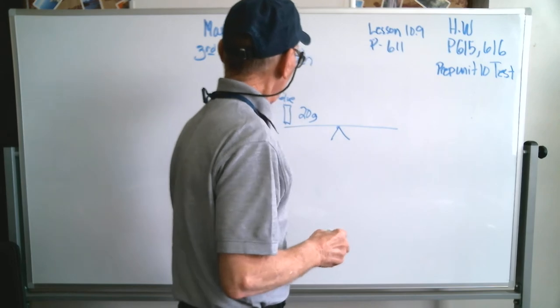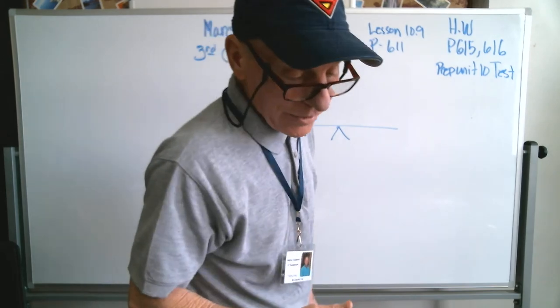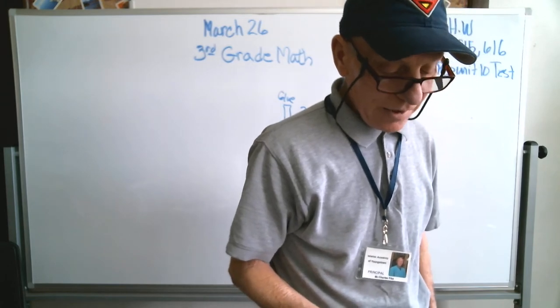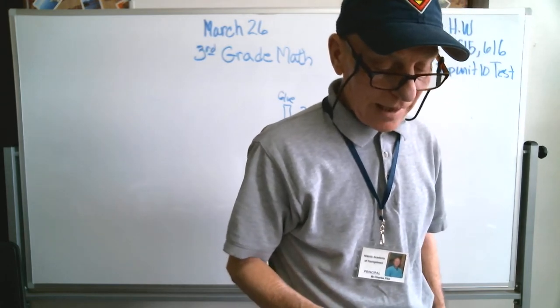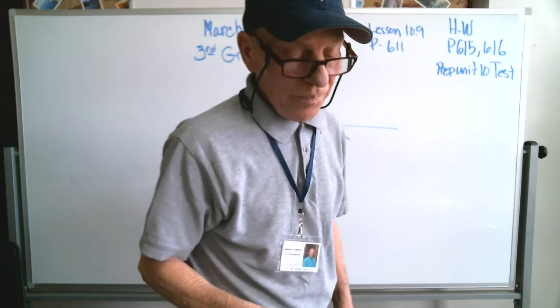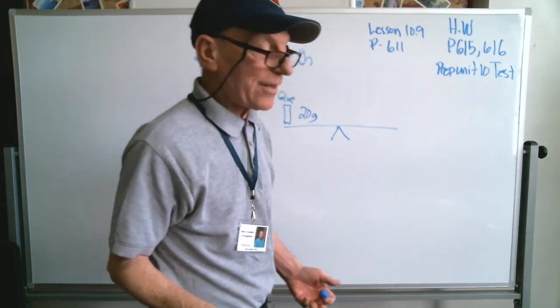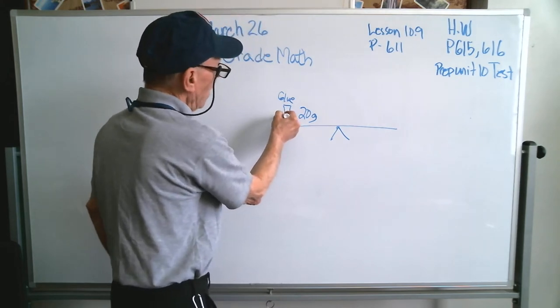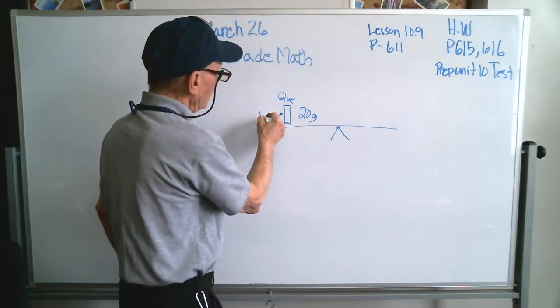So, we've got to figure out how much the glue stick weighs. So you place the glue stick and the 20 gram mass on one side of the balance, and place gram masses on the other side until it's balanced. Now, we don't have a scale and gram masses that we can do that, but let's just say, for example, our glue stick weighs 1 gram.